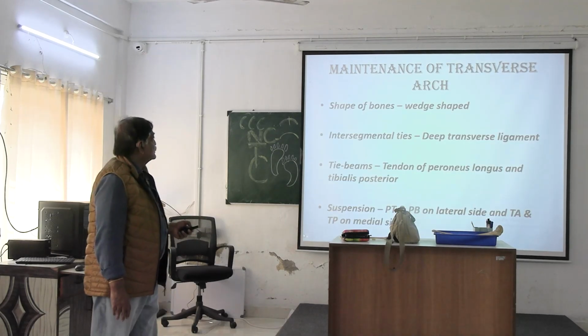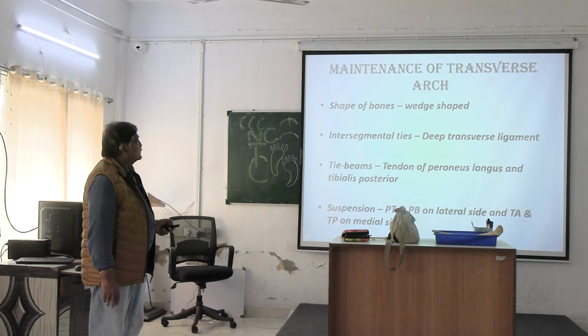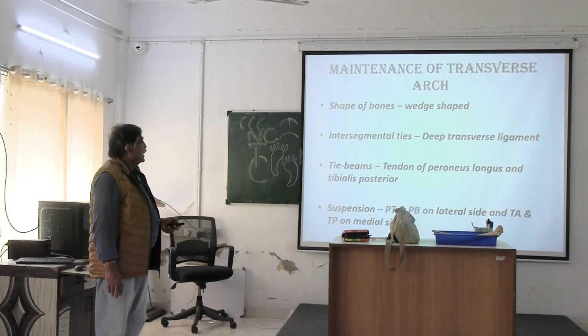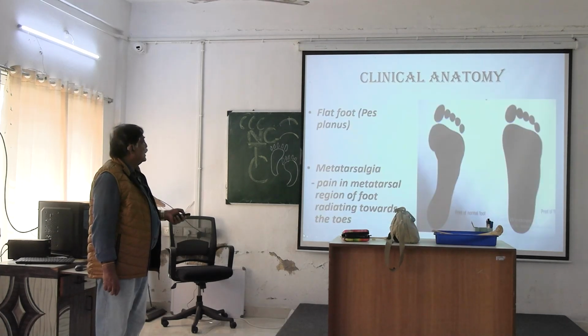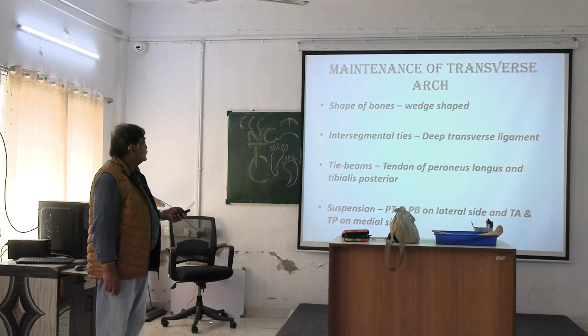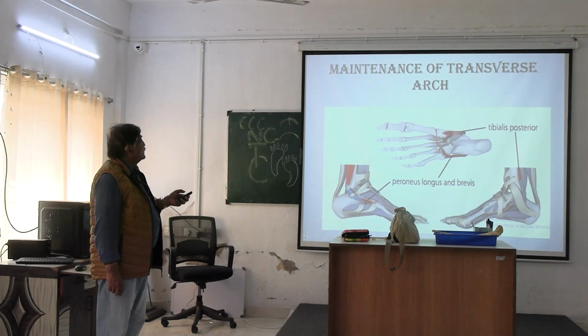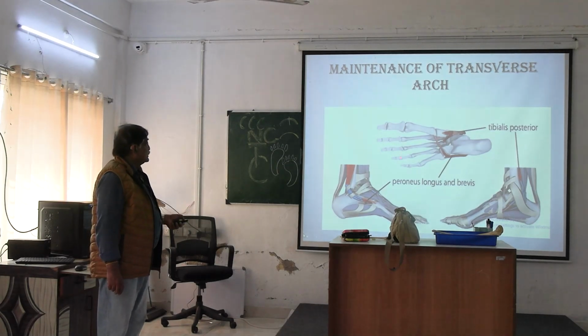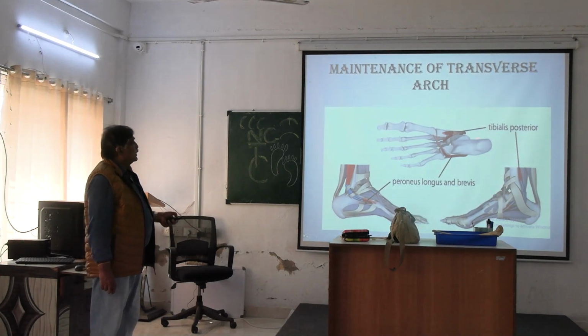Now maintenance of the transverse arch: shape of bones, intersegmental ties, deep transverse ligament as tie beam, tendon of peroneus longus and tibialis posterior. Suspension by tibialis posterior and peroneus brevis, on the lateral side and on the medial side. Now maintenance of the transverse arch. You can see the peroneus longus and brevis, and tibialis posterior in the under surface.